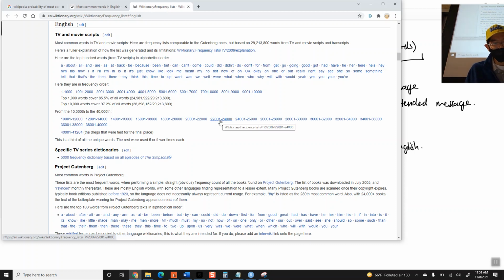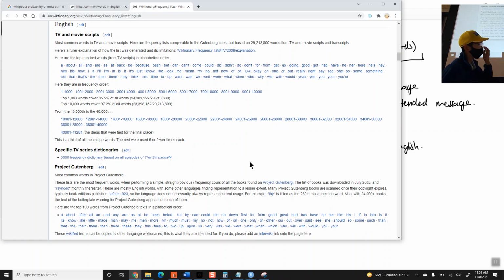Okay, so there's different ways to kind of calculate this. And so this one was based on TV and movie scripts, right? So it's the idea of what are the most commonly used words? It's a little bit strange, right? Because we have written English, and then we have spoken English, and things that appear in TV and movie scripts are probably a little bit closer to spoken English. If we look at Project Gutenberg, which is a bunch of classic novels and stuff like that, it's going to be a little bit different.